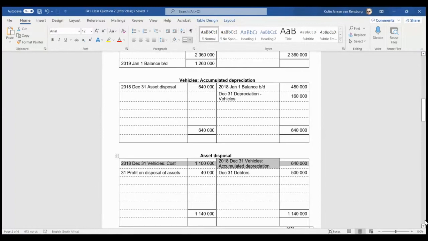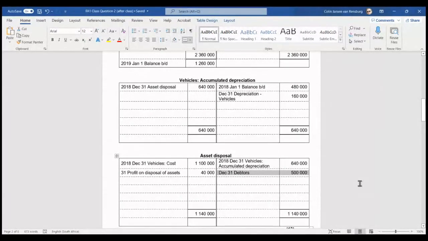But now we are also going to receive money eventually when that debtor pays us, right? Eventually we're going to receive 500,000 for the vehicle. So as you've seen in the journal entry, we debited the debtors or accounts receivable by 500,000. What is going to be our contra entry? We're going to credit the asset disposal. So that is the one that we find there.